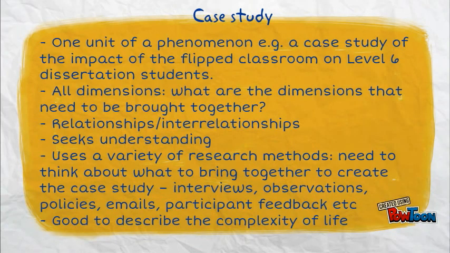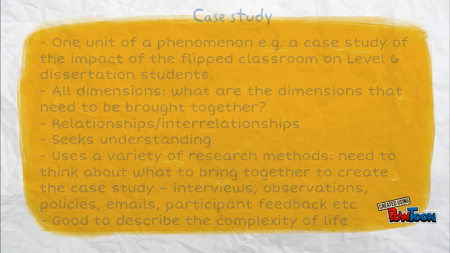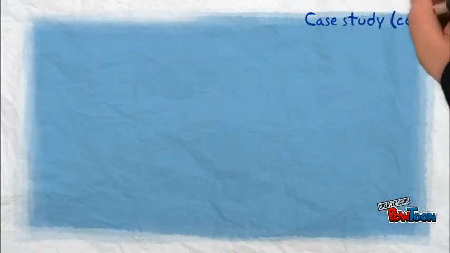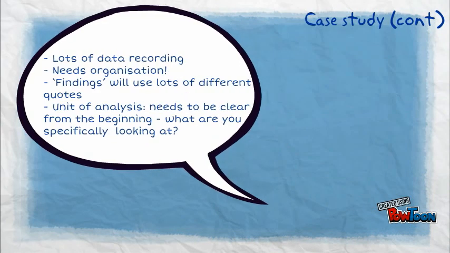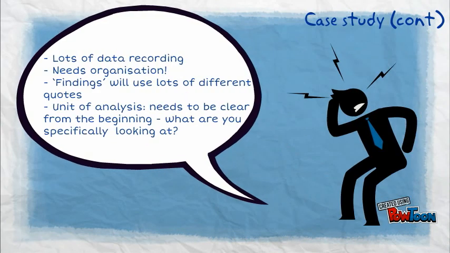Case studies are another good way of getting qualitative data, however they can be complicated. You need to think about all the different things that need to come together to give you a holistic picture of the phenomenon that you are trying to examine. With a case study approach, you do need to be really organised because you'll end up with lots of different data that needs to come together to help you answer your question.